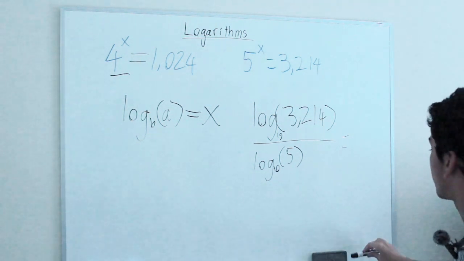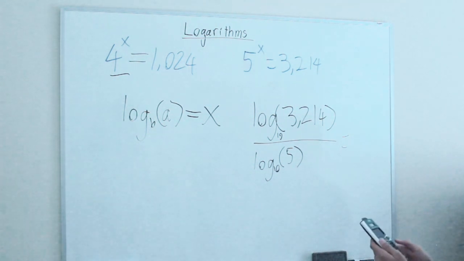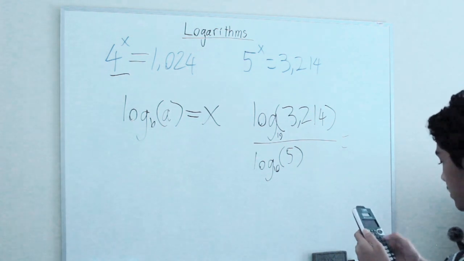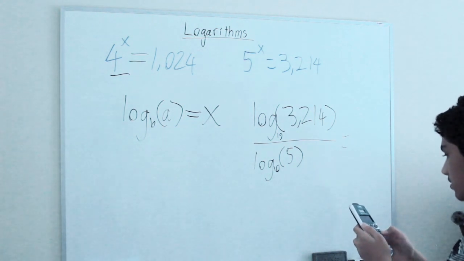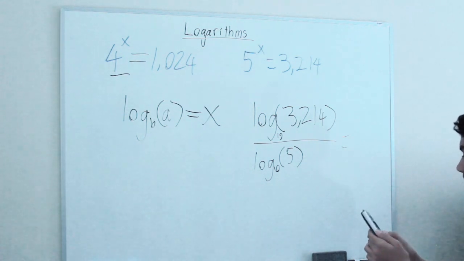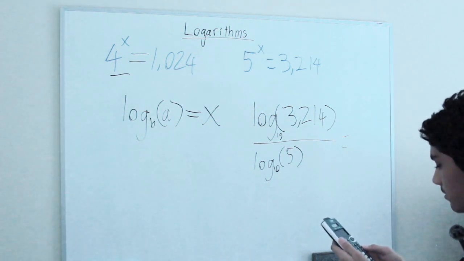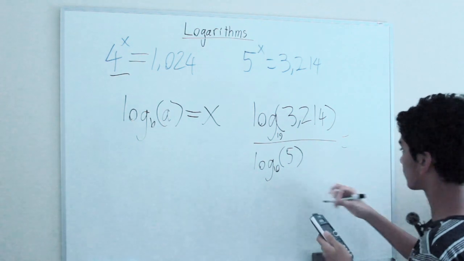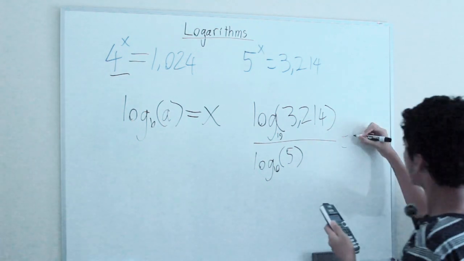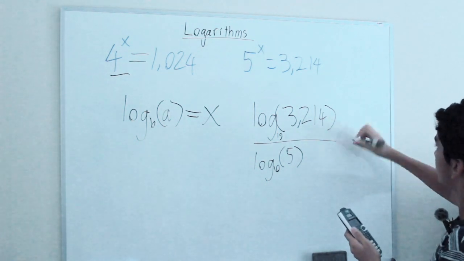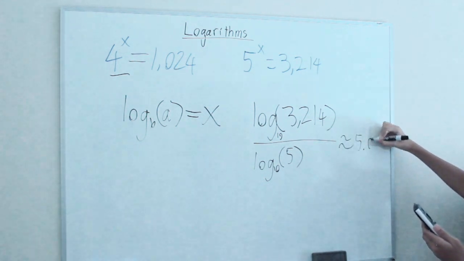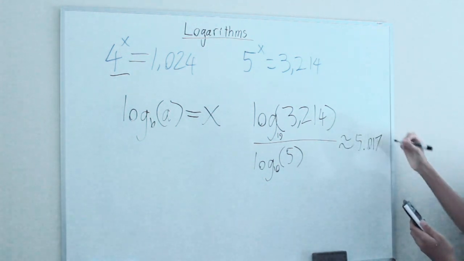I'm going to enter this into the calculator. So log 3,214 divided by log 5. This gives me, right there, 5.017.